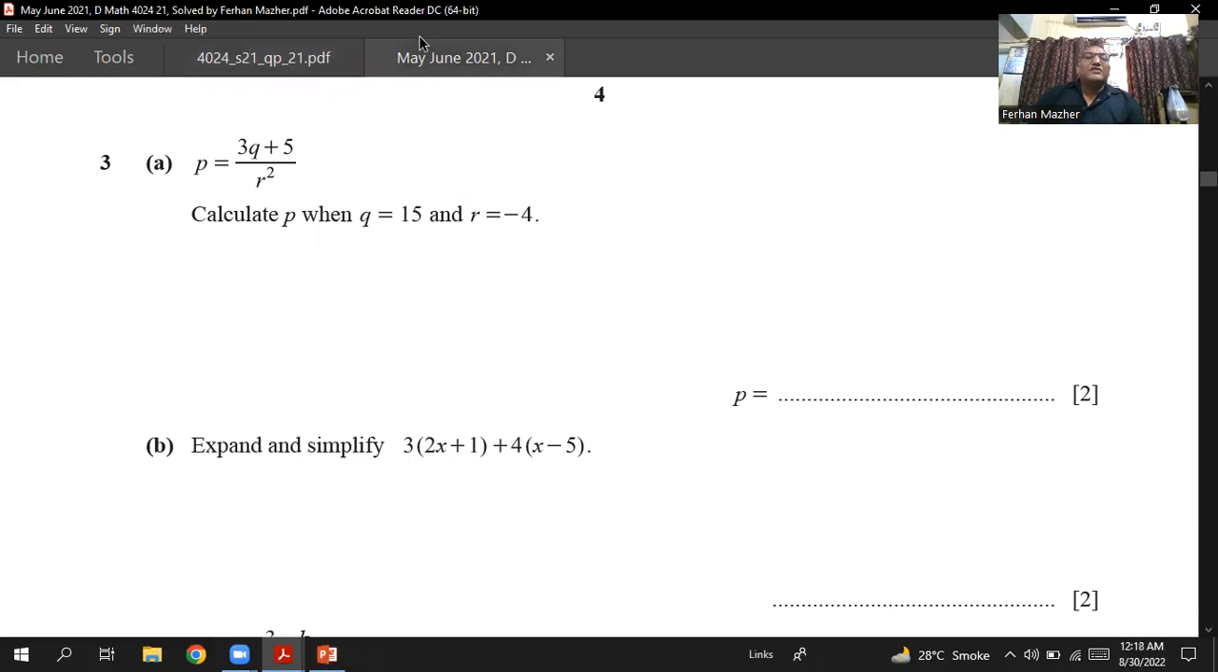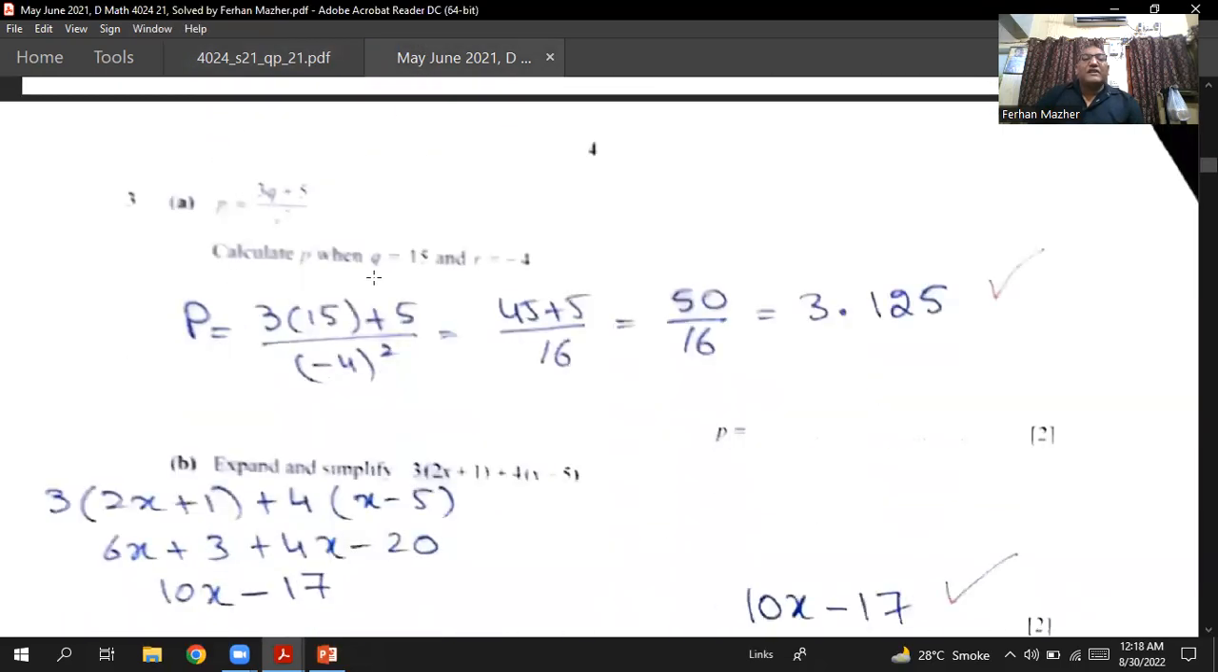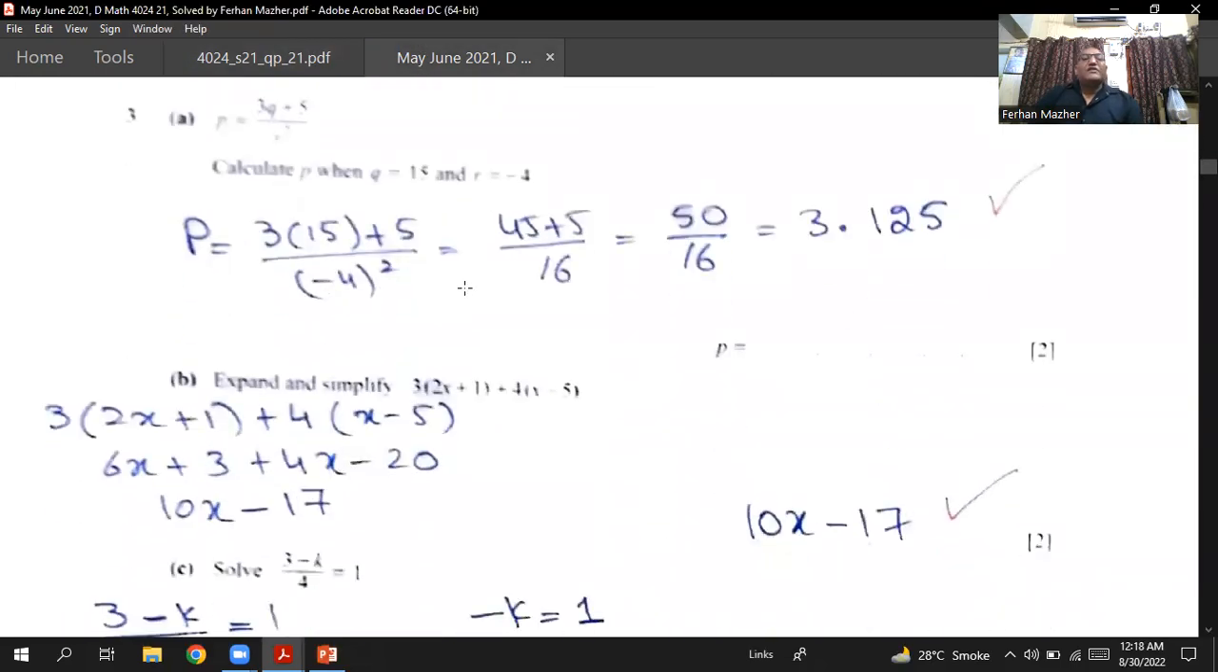Just put these values there and you will be able to find the answer. So I have written P is equal to 3 bracket 15 plus 5, and the whole thing divided by bracket minus 4 bracket close, whole squared. So you will have 45 plus 5 divided by 16. So it will be 50 divided by 16, and that will be 3.125.